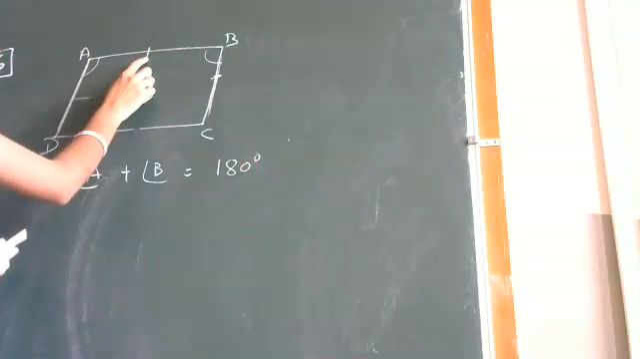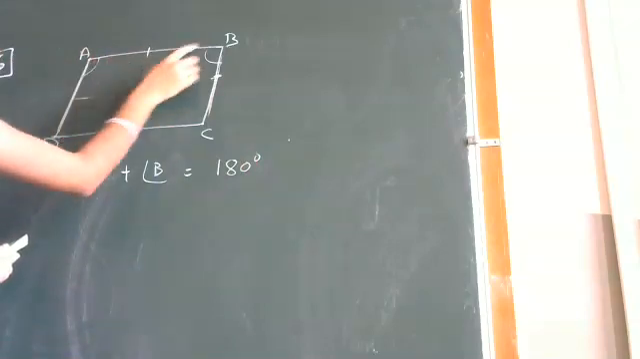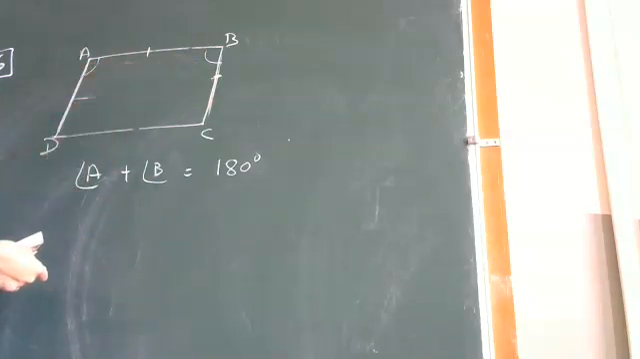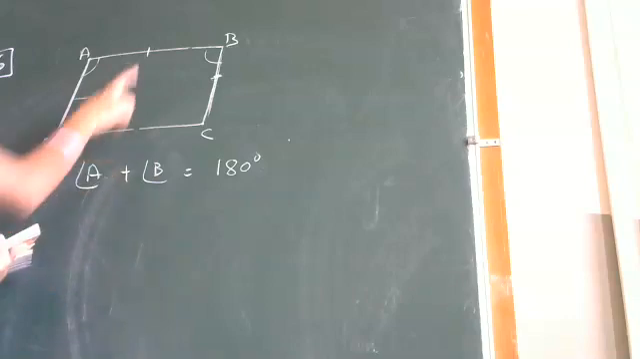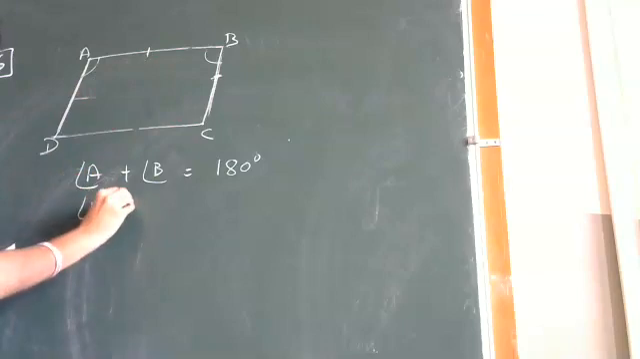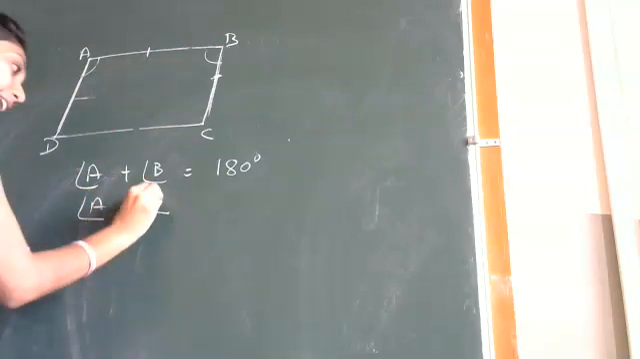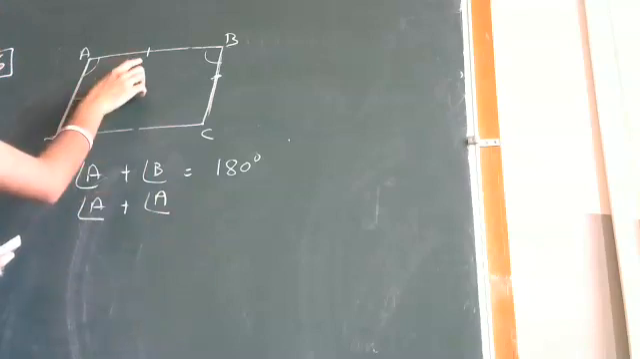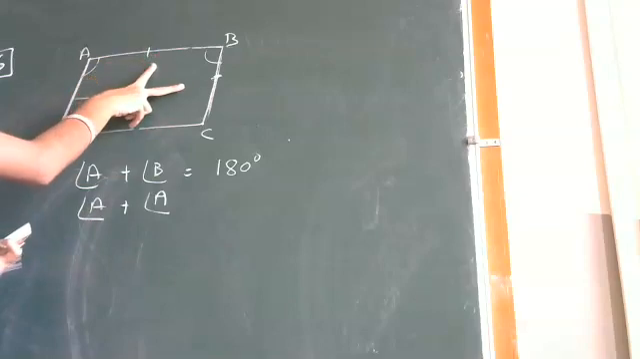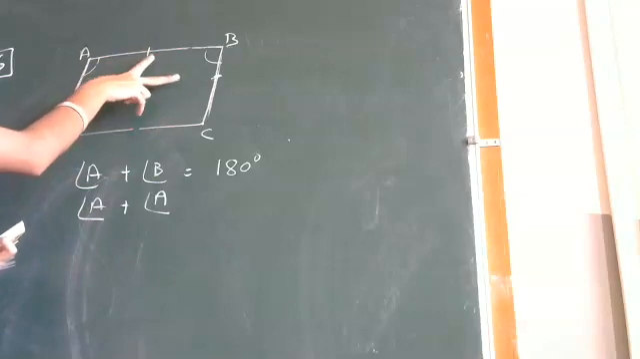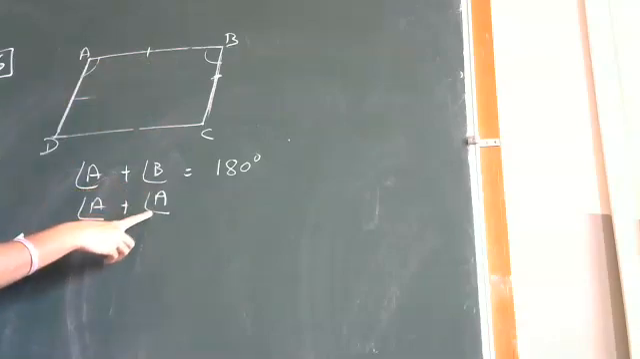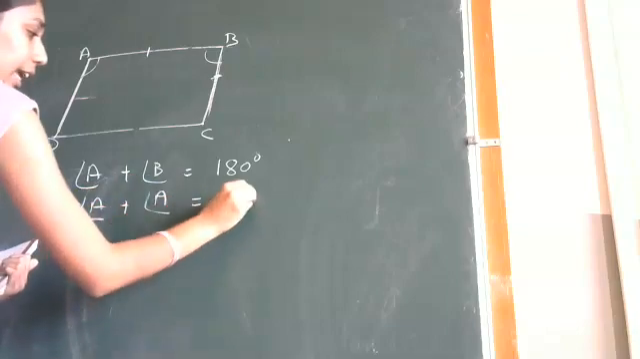Now, what they have told us is side AB is equal to BC. So will angle A be equal to angle B? If the sides are the same, then the angles also have to be the same. So instead of writing angle B, I will write angle A only, because angle A is equal to angle B. How did we understand it is equal? Because in the sum it is given these two sides are the same, so the angles also will be the same. So angle A plus angle A will be 180.